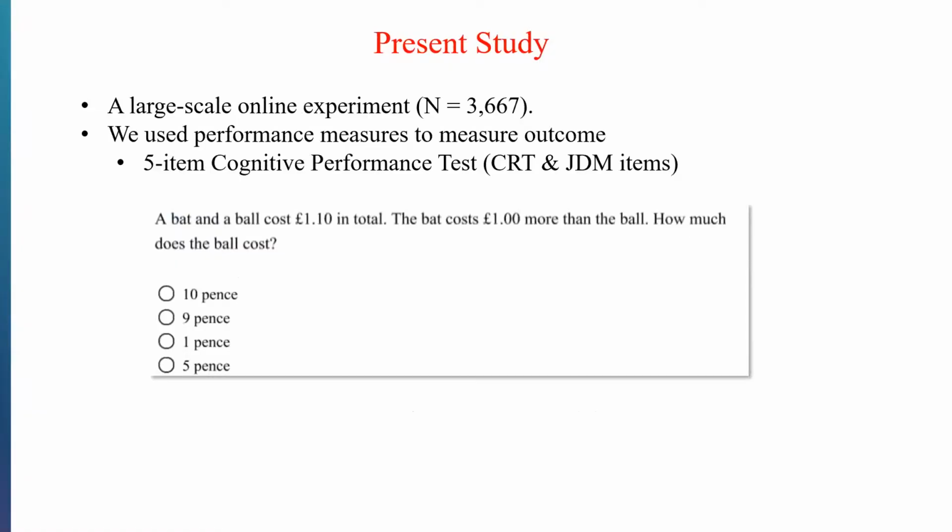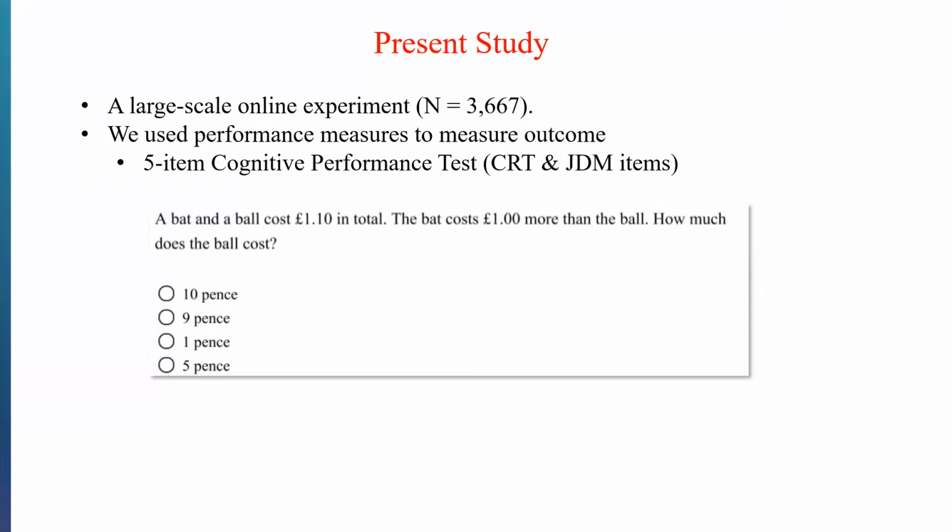In the present study, which is a large-scale online experiment with nearly 4,000 people, we used as our outcome measure a 5-item cognitive performance test, which includes the standard cognitive reflection test plus 2 items on common biases from the judgment and decision making literature. And the most famous of these questions is, as you know, the bat and the ball question. There may be some people who may not know, so I'll just quickly go over it.